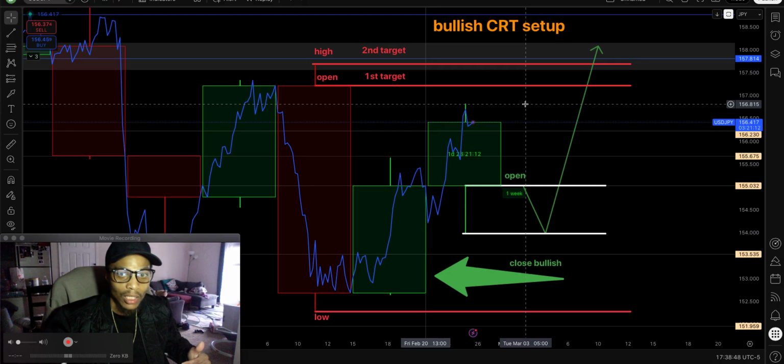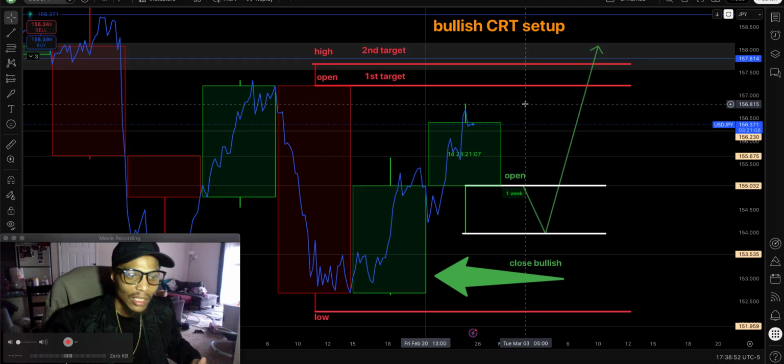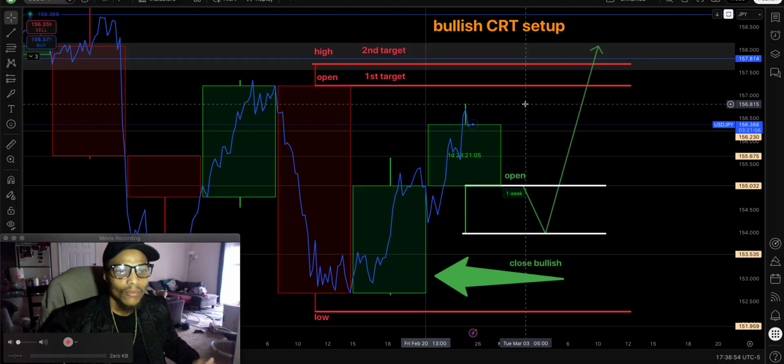I feel like if y'all can understand CRT, which is candle range theory, and understand the basic anatomy of candles, stuff like this, I do feel like it can make a huge difference in your trading. So I hope this helps you find value and get more clarity on how to understand the market and how to catch entries.